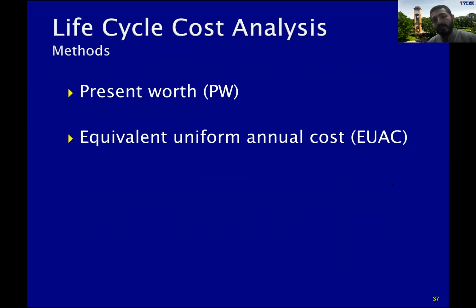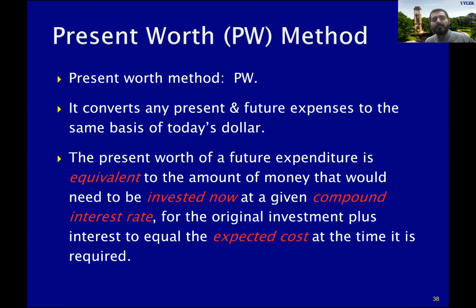All right. So how do we do the life cycle cost analysis? Calculation wise, we use two methods. The first one is the present worth method, and the second method is equivalent uniform annual cost. So the first one is the PW, the present worth, and the second method is the EUAC, the equivalent uniform annual cost. So what do I mean by these two methods?